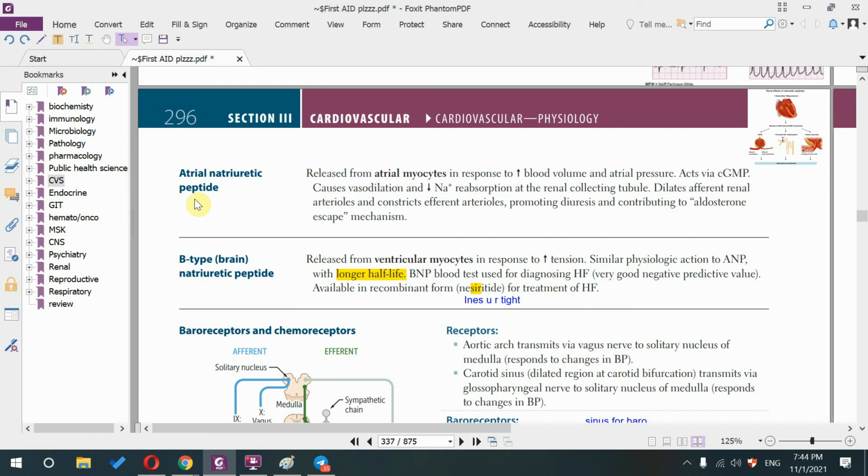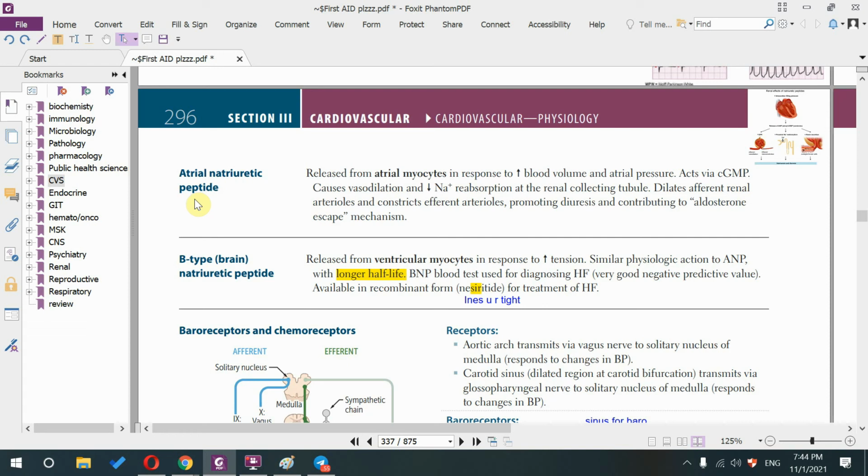So if it has a longer half-life and it stays for a longer period of time in your circulation, it seems like it will be a better diagnostic tool to utilize. So the BNP blood test is used to diagnose heart failure. Why? Because someone with heart failure will be volume overloaded.